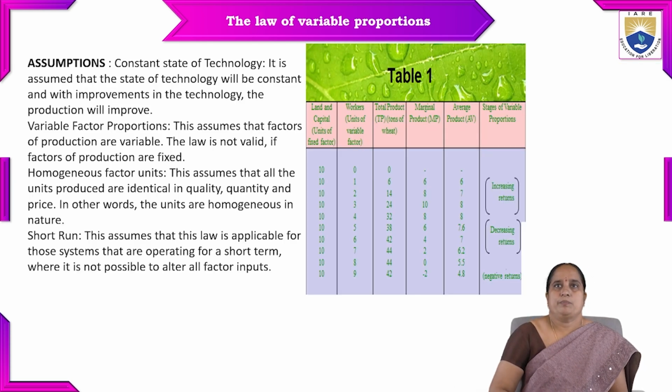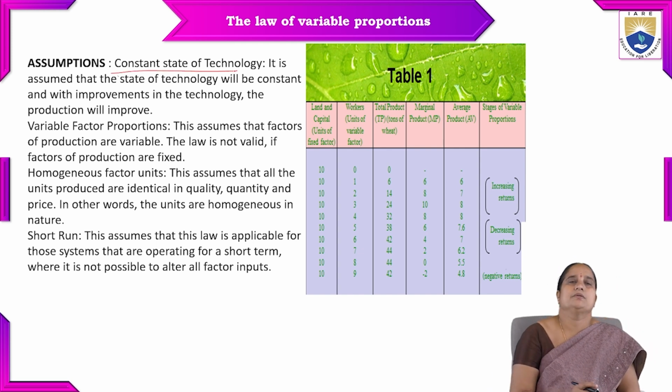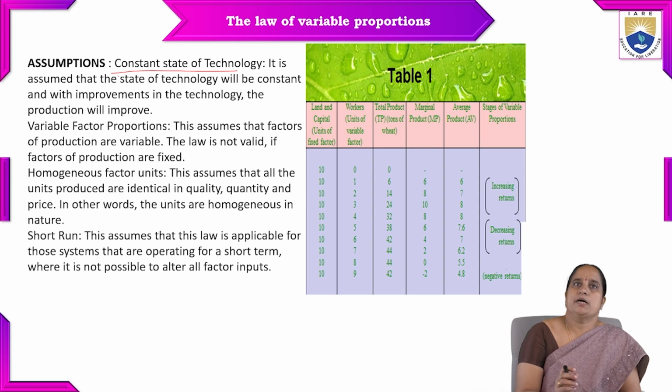The law of variable proportions. What are the assumptions of this law of variable proportions? Let us see. Constant state of technology. This is the first assumption. It is assumed that the state of technology will be constant, and with improvements in the technology, the production will improve.